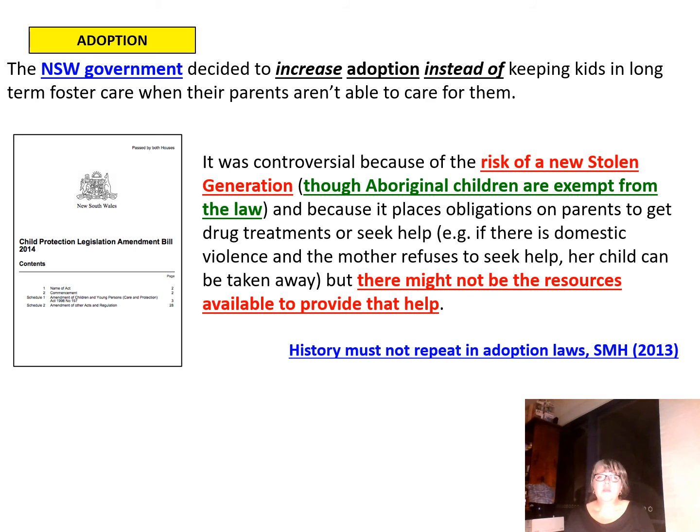because what happens here? It was controversial. It places obligations on parents to get drug treatment or seek help. That's good. For example, if there's domestic violence and the mother refuses to seek help, her children can be taken away. But there might not be the resources available to provide that help. So some people who lose their children if they are drug dependent or in a domestic violence situation, for example, if you live in a small town in the middle of nowhere, there's not necessarily a drug rehabilitation program running in your area. There's not necessarily a women's shelter that you can go to if you are a victim of domestic violence. That's why we have to be careful with some of these laws.